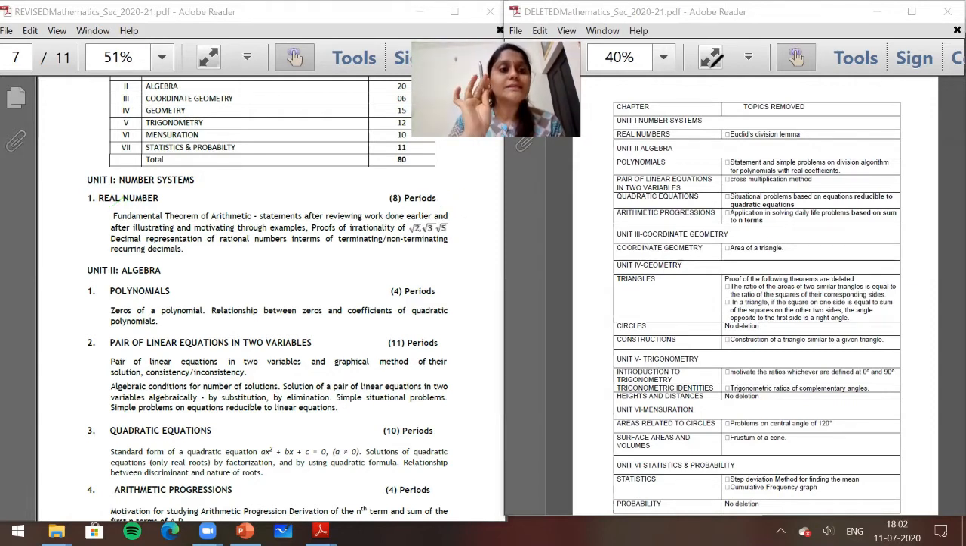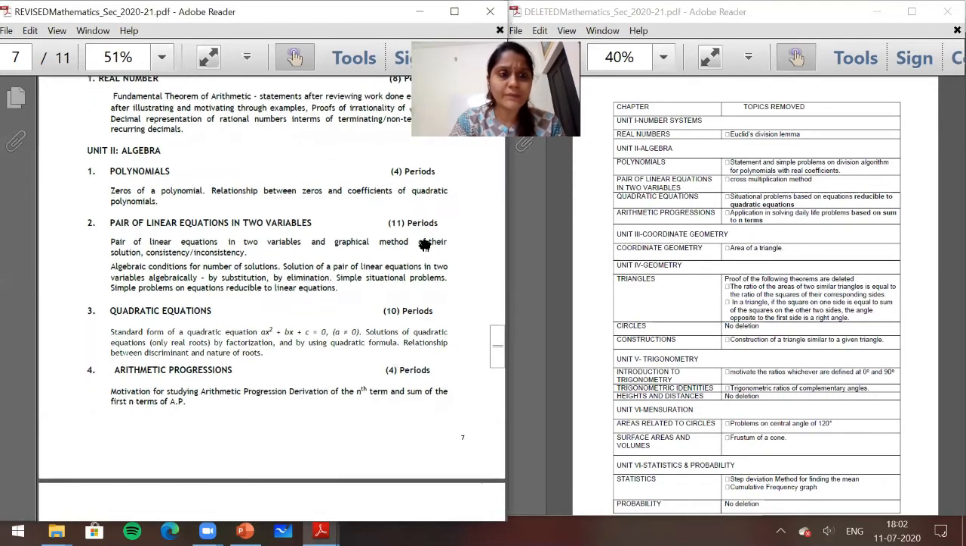Now, as we move on to the second unit, algebra, the first chapter is chapter number 2, polynomials. Algebra has 4 chapters. Chapter 3, linear equations. Chapter 4, quadratic equations, and chapter 5 is arithmetic progressions. Let us see what parts are deleted in this.